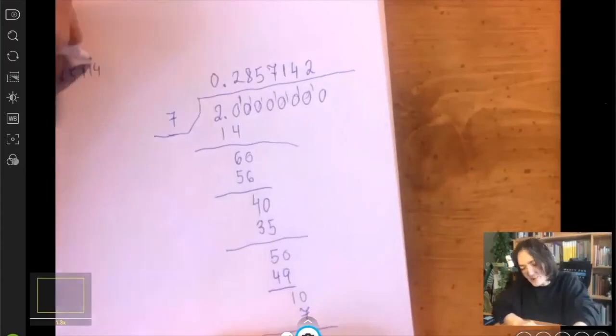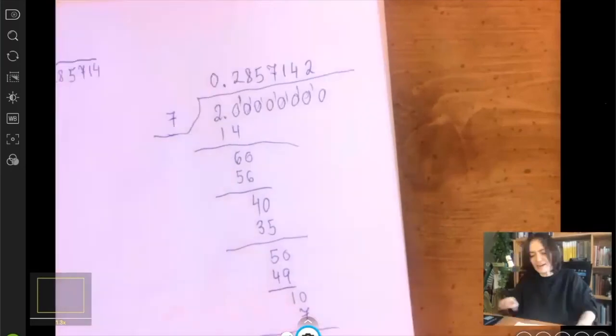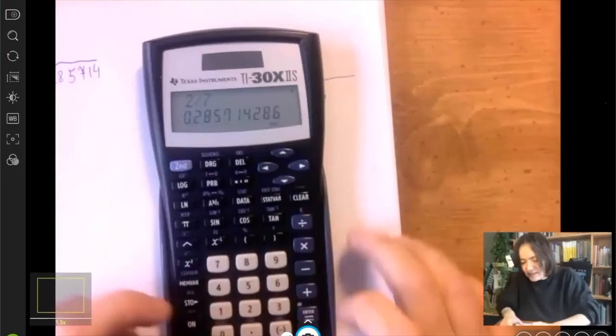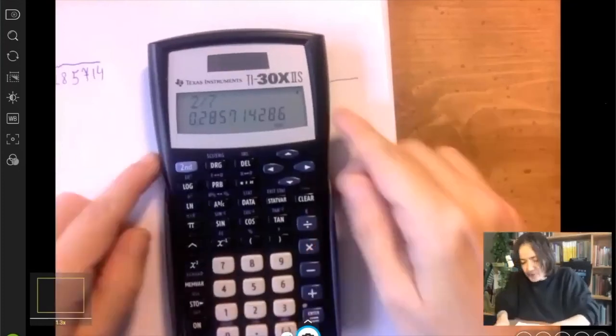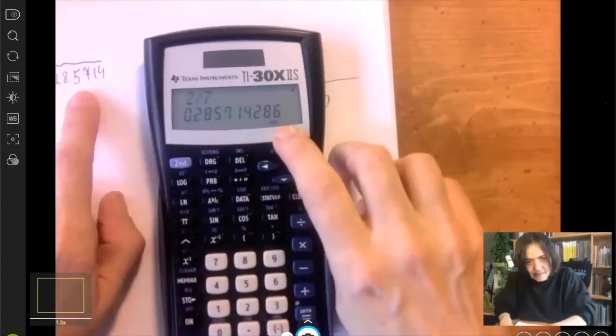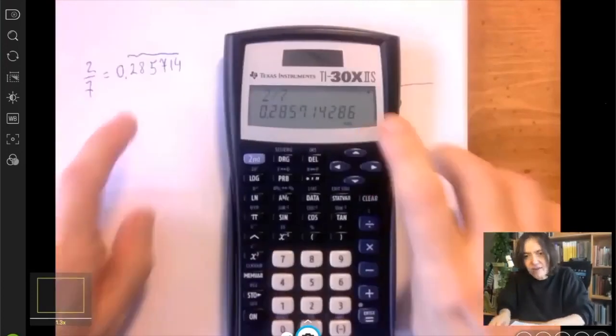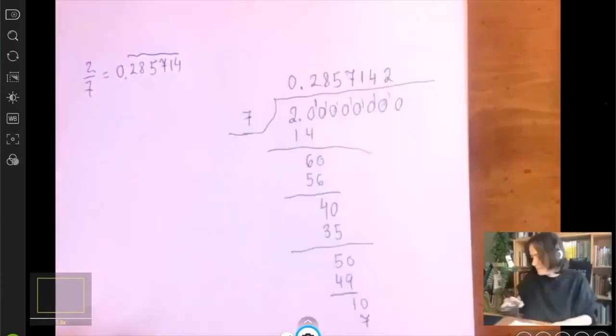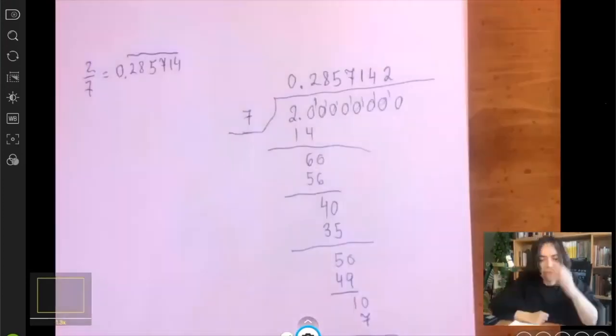It's 0.285714, 285714. If you punch it into the calculator, it looks like that 57 rounds up to 60. Right. But it is a repeating decimal of a 6-digit long repeating block. So now we know.